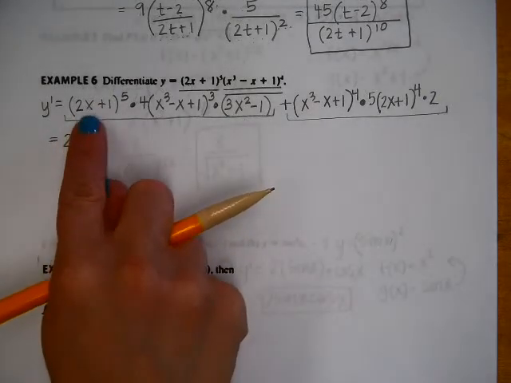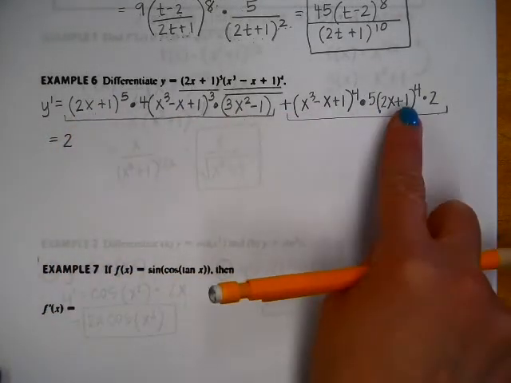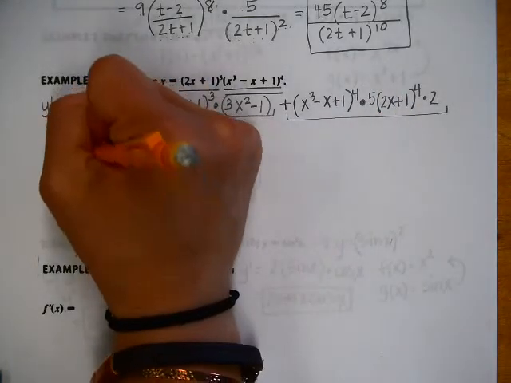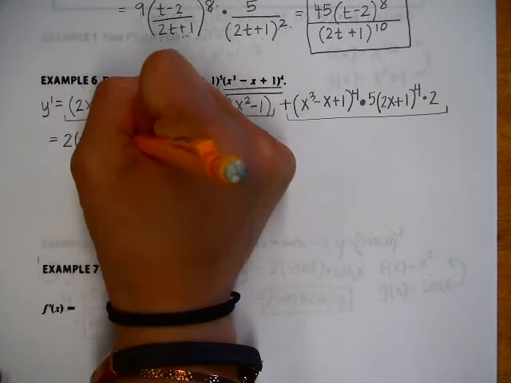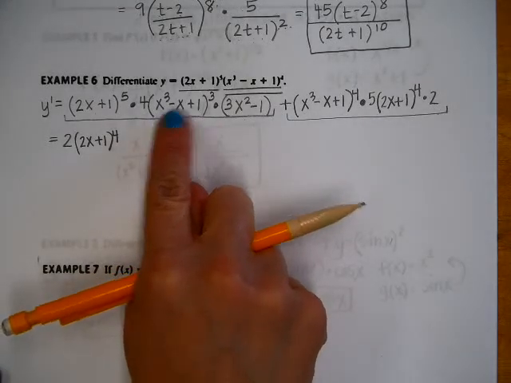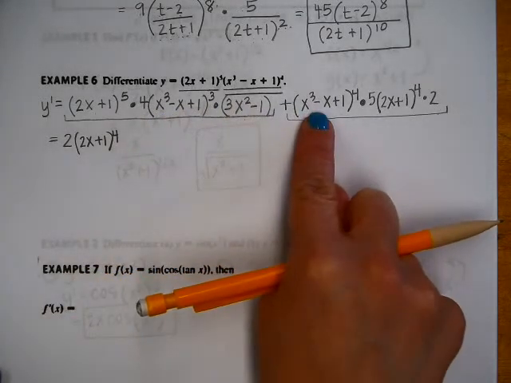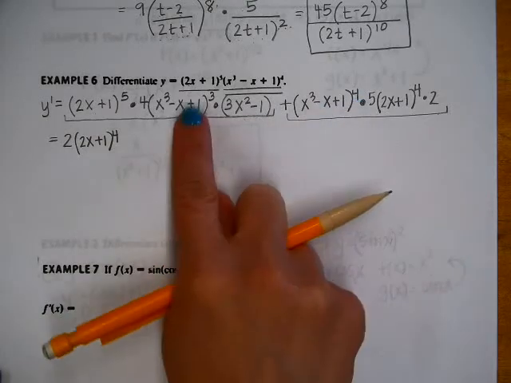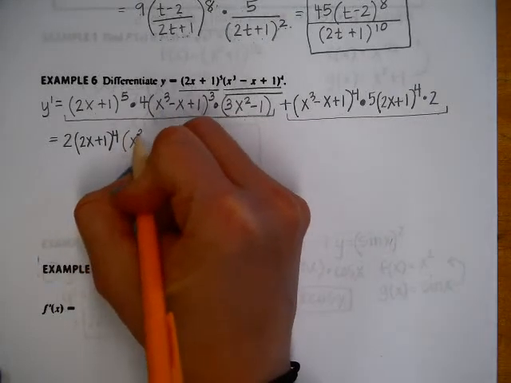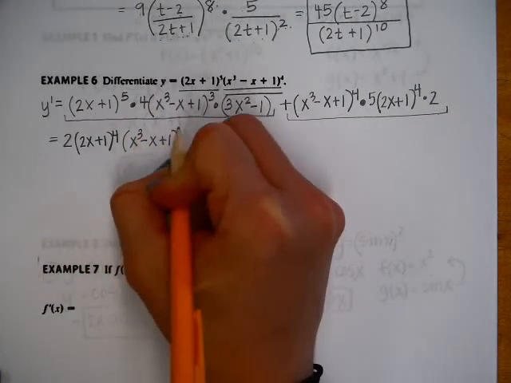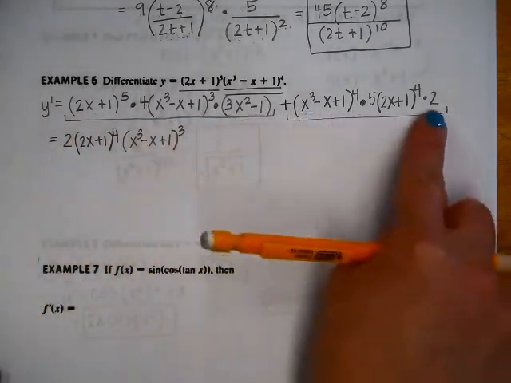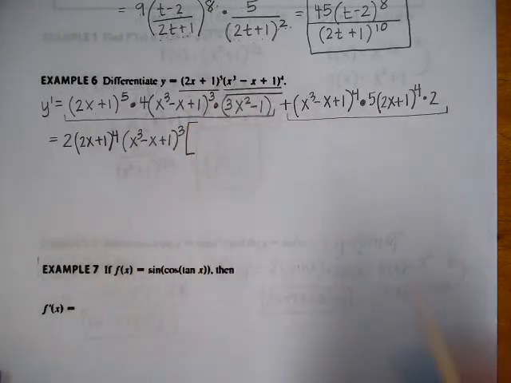And then we have 2x plus 1 to the 5th here. And we have 2x plus 1 to the 4th here. So the most that we can pull out is 2x plus 1 to the 4th. Okay. Then we have x cubed minus x plus 1 to the 3rd. And we have x cubed minus x plus 1 to the 4th. So if there's 3 here and 4 here, the most we can pull out is 3. All right? There's nothing else in common between all of this and this. So that's all that we're going to leave on the outside.